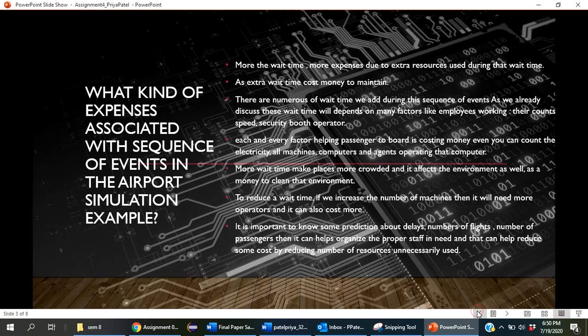The next thing is what kind of expenses are associated with the sequence of events in the airport simulation. The more the wait time, the more the expenses, due to extra resources we use during this wait time, and extra wait time also costs money to maintain. So there is a lot of wait time we add during this sequence of events.